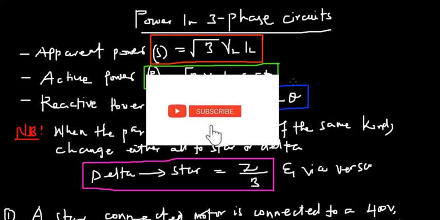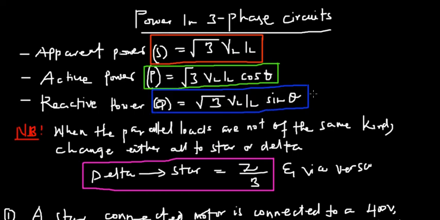So let's dive right into this tutorial video. We'll be looking at power in three-phase circuits. This is an extension of power circuits, which we treated in impedance. When we were treating impedance, we talked about apparent power, active power, and reactive power. But in three-phase, we have the root of 3 running throughout. It's the same concept.